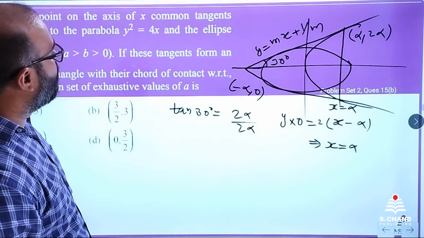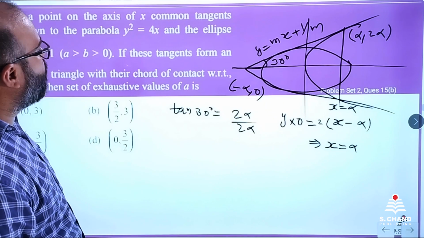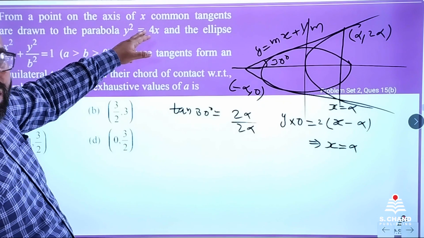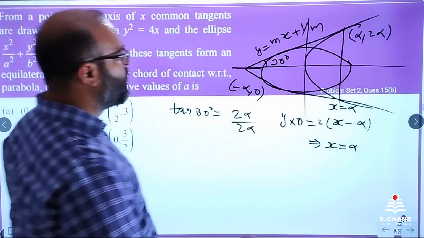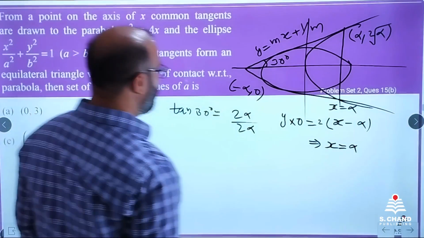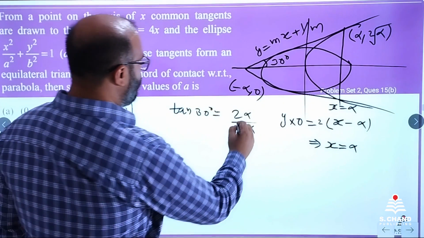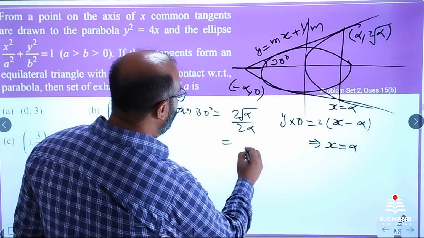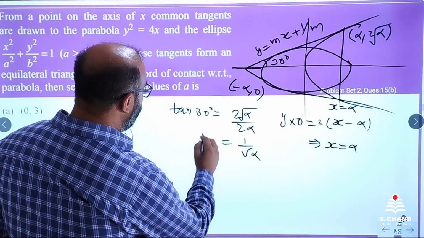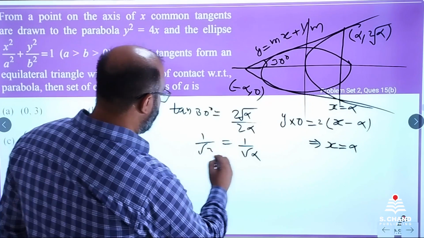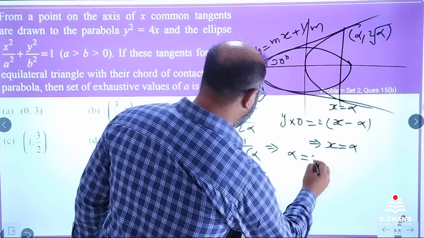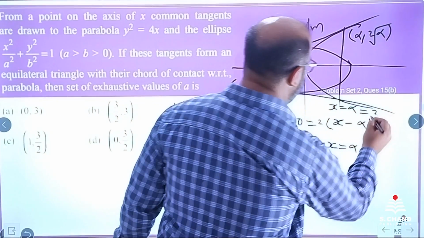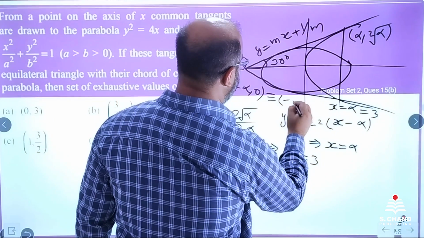So y square is equal to 4 alpha, so y is 2 root alpha, sorry. So y square is equal to 4 alpha is there, no? So y is 2 root alpha. So tan 30 degree is 2 root alpha by 2 alpha. So this will become 1 by root alpha, and tan 30 degree is 1 by root 3. So alpha is equal to 3. So this is what we are getting: alpha is equal to 3 and the point is (minus 3, 0).